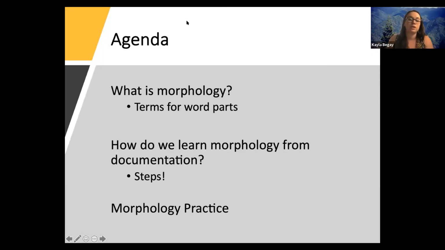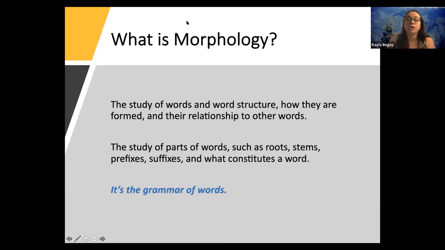That will be what is morphology, terms for word parts briefly. I'll go over the steps that are helpful to learning morphology from documentation, and then I'll talk about practicing that in, we have set aside time today and are encouraging folks to go ahead and do some of that in the groups. Even if you've done it before, it can be helpful to go back through and do some of that.